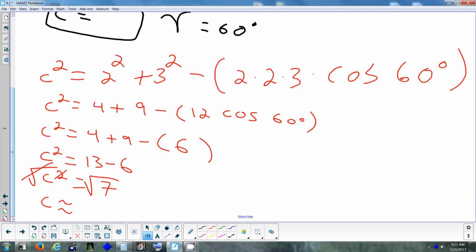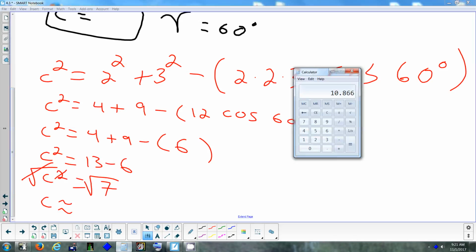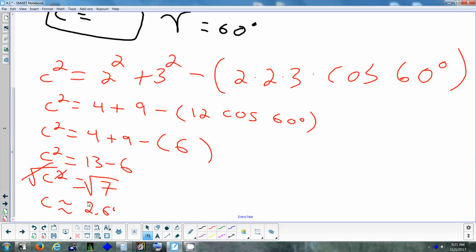And for these problems, we're always going to round off. Okay? So let's just take the square root of 7. And we get 2.646. Okay, even if we use this 2.646 for another calculation, you went to 3 places, so that's pretty accurate for what we're going to do. Okay. Any question on how to find C?